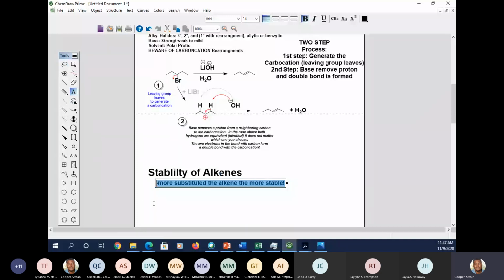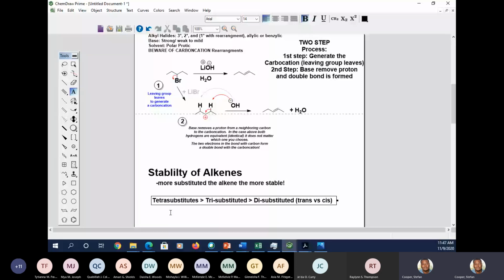All right, so the rule here is that tetra substituted alkenes are more stable than tri substituted, are more stable than di substituted. And there's two types in di. It's going to be trans versus the cis. And then these are more substituted than mono.